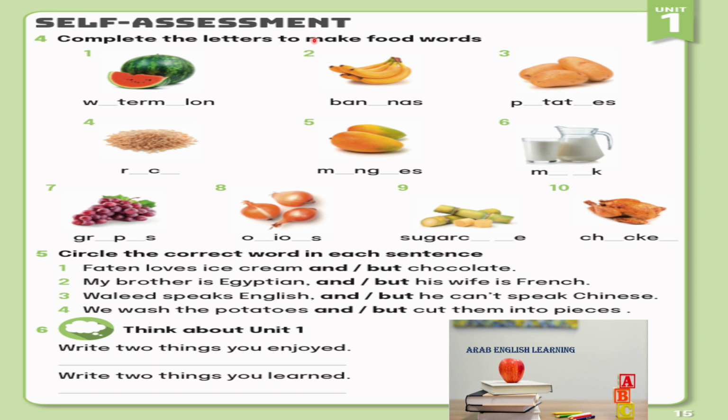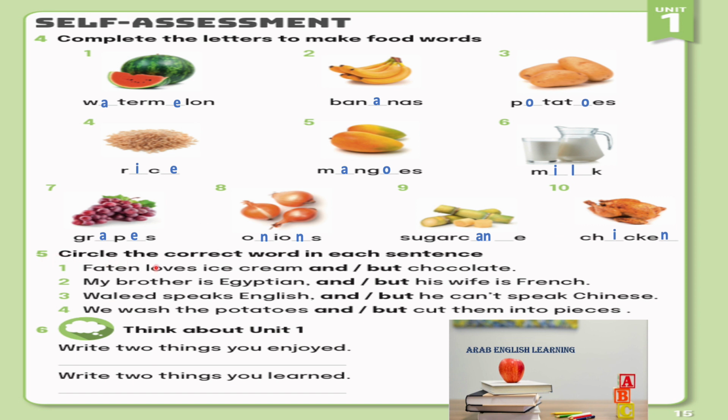Exercise 4, complete the letters to make food words. 1. Watermelon. 2. Bananas. 3. Potatoes. 4. Rice. 5. Mangoes. 6. Milk. 7. Grapes. 8. Onions. 9. Sugar cane. And 10. Chicken.